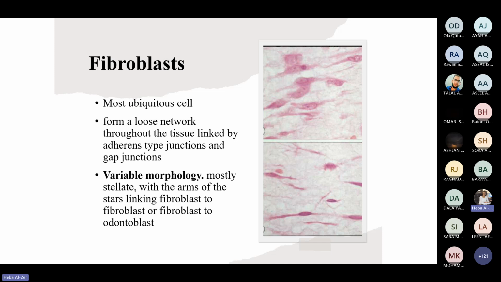The second kind of cells is the most ubiquitous cell, which is the fibroblasts. The fibroblasts, as you can see here in these slides, form a loose connective network throughout the tissue. They are linked to each other by adherent junctions, tight junctions, and gap junctions. They have variable morphology. For example, here they are spindle-shaped. Here they are star-like shaped. They, of course, connect to each other and to odontoblasts.